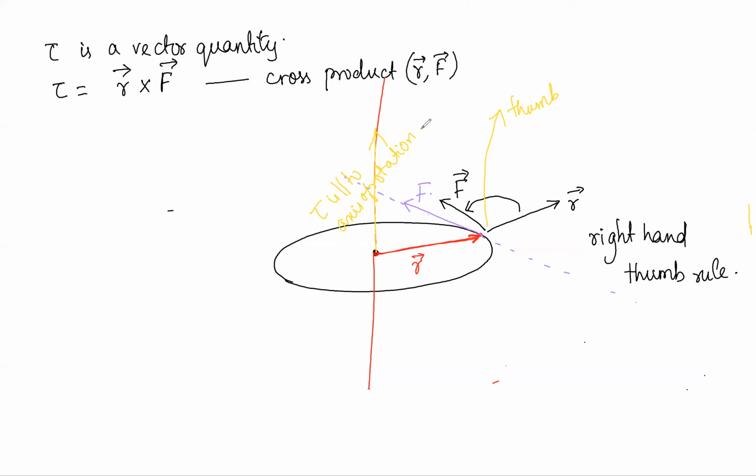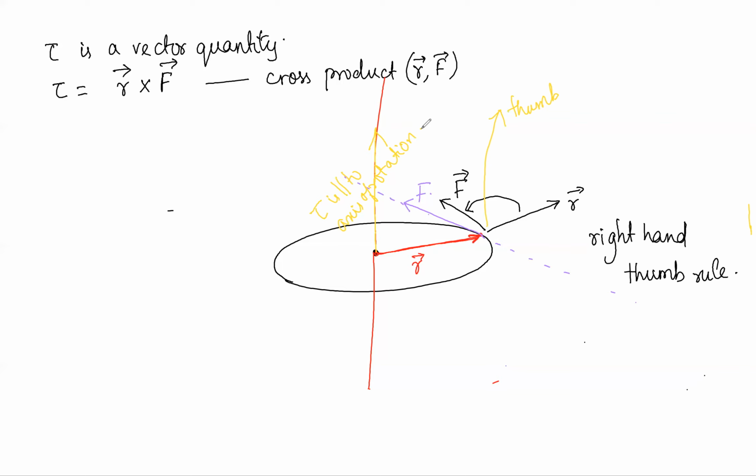For example, there is a football kept on the ground. If you've played with the football, you'll get some idea. You go and kick the football right on the center. The football is not going to spin. But if you kick the football towards the edge of it, the football is going to start spinning. So how does the football know what is the axis of rotation?